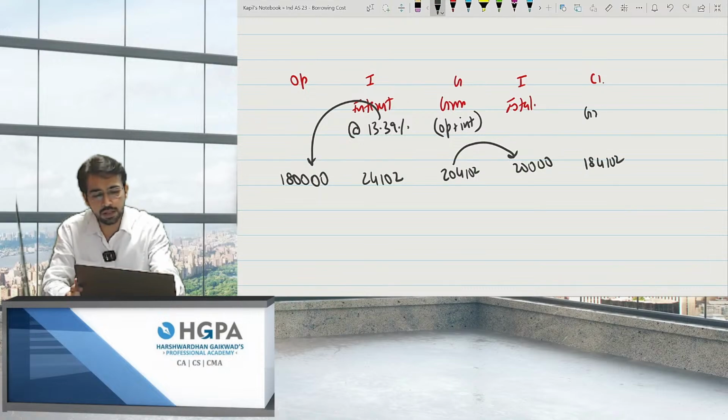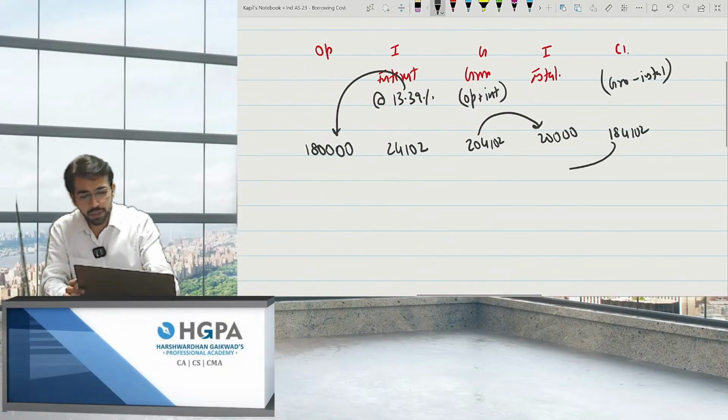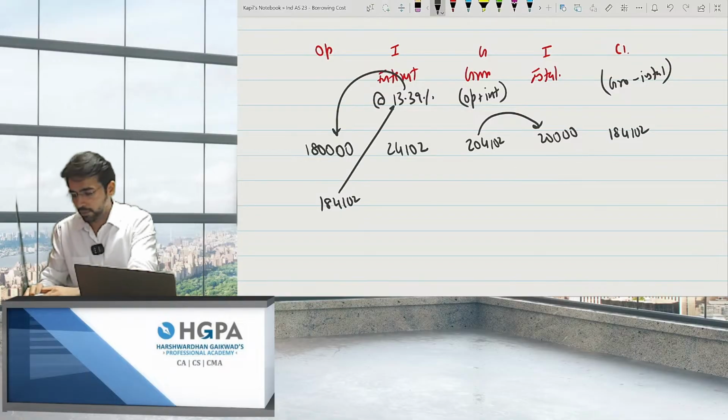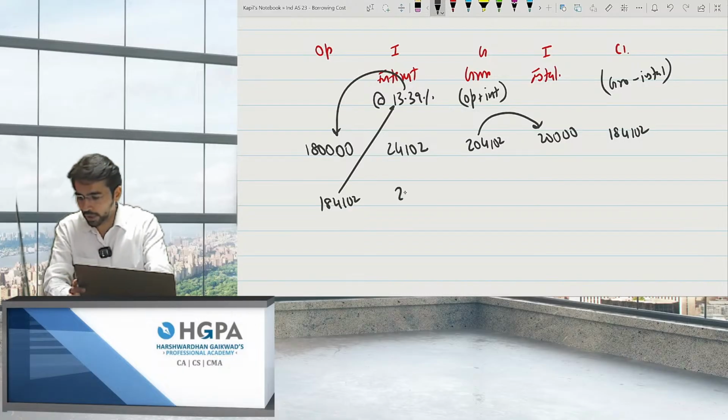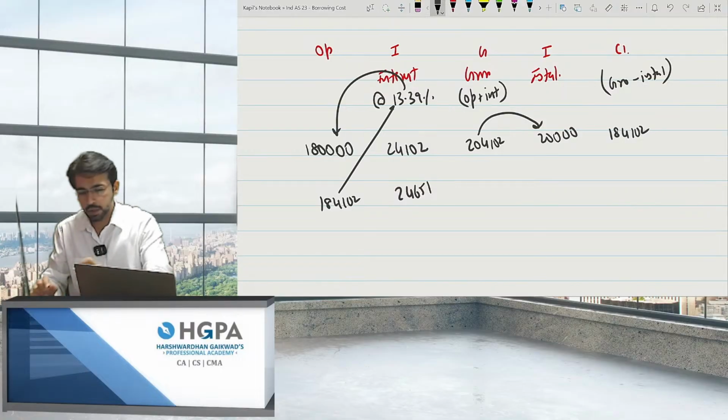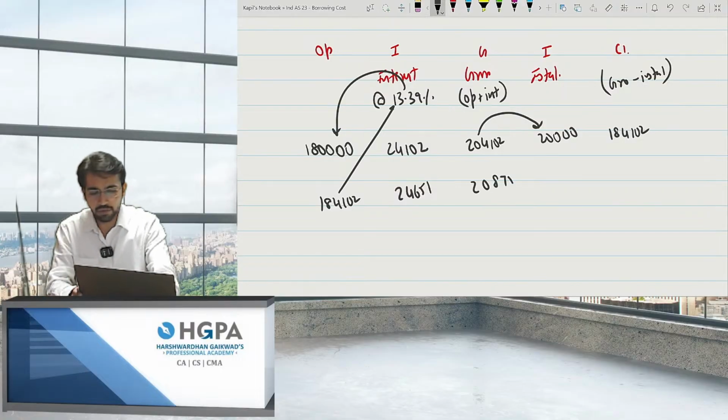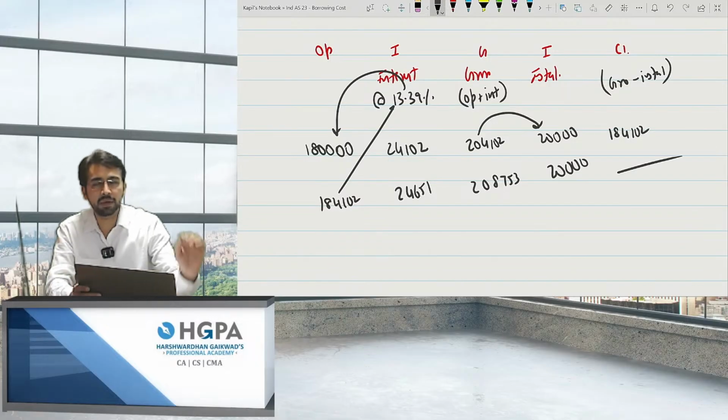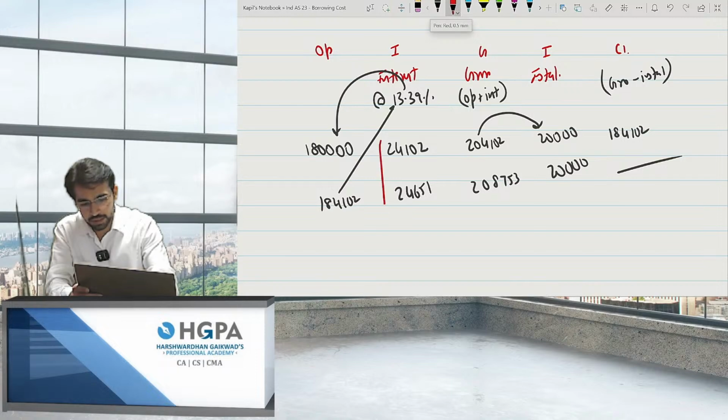That is nothing but gross minus installment. Now, the opening balance comes to 1,84,102. Now you will charge interest on 1,84,102 at the rate of 13.39%. This will come to 24,651. The total comes to 2,08,753. Again, you have to pay 20,000 interest. What are the closing balances? But the important point is, for these 2 years, the amount to be capitalized.